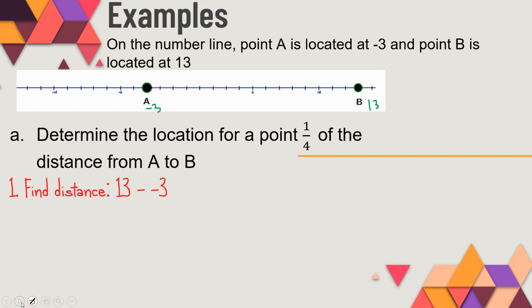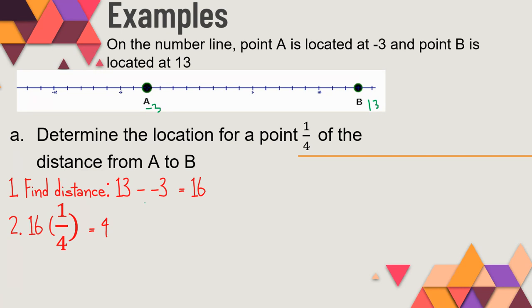Number 1, we still find the distance. So we take the larger one, B, minus the smaller one. So 13 minus -3 equals 16. Or I could have sat here and counted. Either way works. I'm going to take the 16 times the 1/4, and that equals 4. So that means that 4 spaces from somewhere is our 1/4 of the distance.